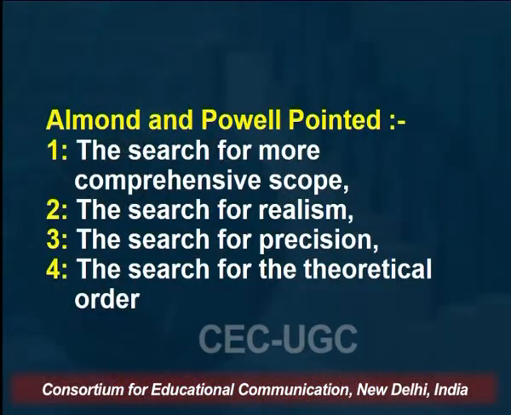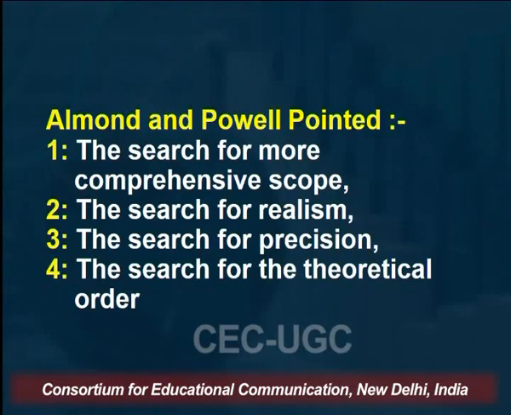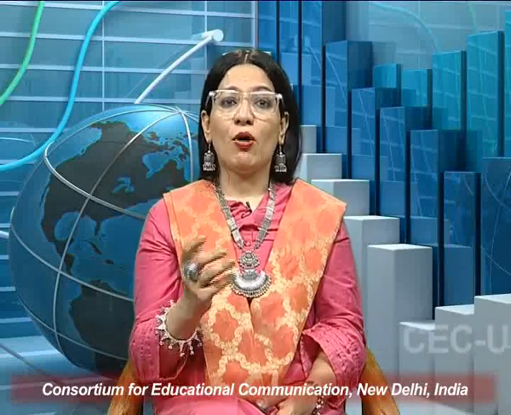Almond and Powell pointed out that the modern approaches pointed towards certain important aspects. And what were they? Search for more comprehensive scope, search for realism, search for precision, search for theoretical order. Now herein we have to understand that there are many modern approaches to the study of comparative government and politics. The systems approach, which is also called systems theory or systems analysis, is an important modern approach. While we talk about modern approaches such as the economic approach, the psychological approach, and the simulation approach, systems theory is one of the many important modern approaches.